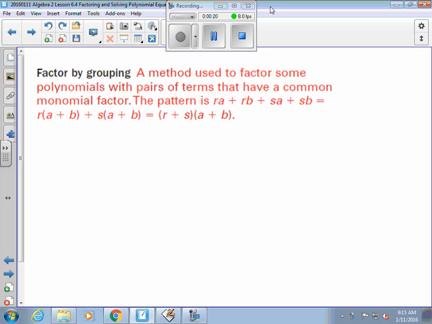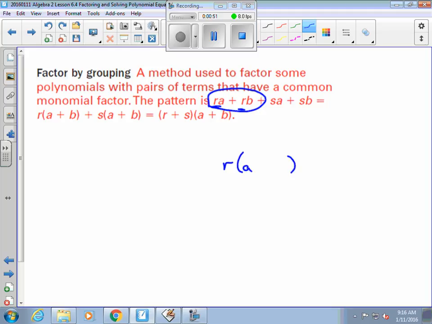Factoring by grouping is a method used to factor some polynomials with pairs of terms that have a common monomial factor. Then it says the pattern is RA plus RB plus SA plus SB. This looks confusing when you look at it, but this is all it is. If you look at this first set here, RA plus RB, notice they both have R in common. So if you group those two terms, you can take out R and make it say R times what to give you RA, which is A, and R times what to give you RB, which is positive B.